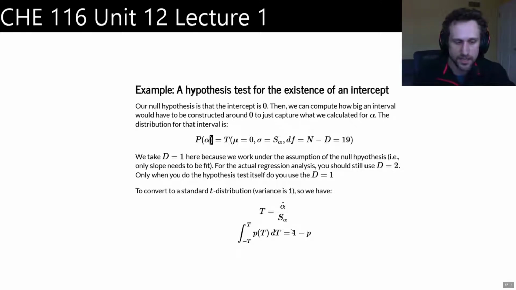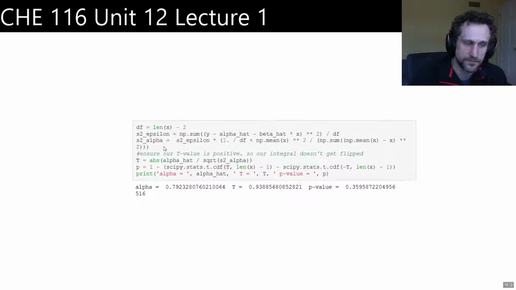So what is t? T is going to be our computed alpha. Remember, it's centered at 0, so we don't need to do alpha hat minus something, right? Because our assumption, our null hypothesis, is that it's centered at 0. So it's just going to be alpha hat divided by the standard error. I spent a lot of words on this, but the actual test is very simple.